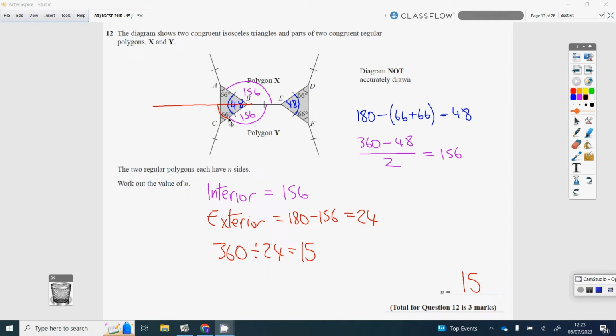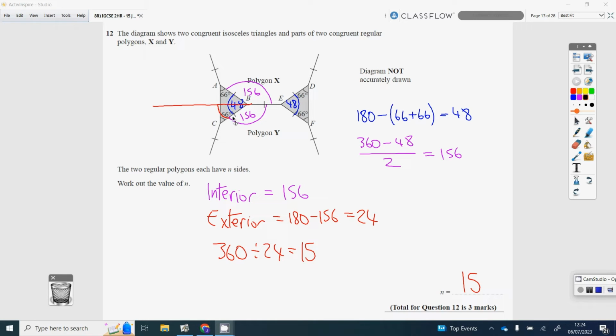This angle from here round to the horizontal, okay? Obviously, angles on a straight line add up to 180. So this little angle here in red is going to be 180 take away 156, which is 24. Now that's the exterior angle of this polygon.